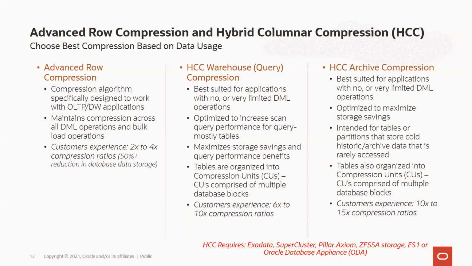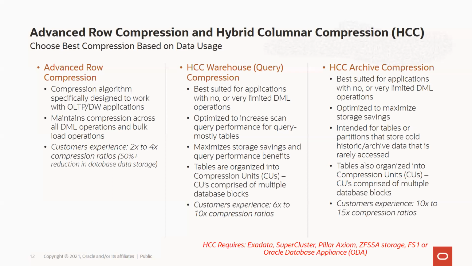And there are two levels of Hybrid Columnar. There's the query or warehouse level, which is used for data that's being used for reporting purposes. And there's Hybrid Columnar archive level, which is used for colder data, historic data which isn't changing very frequently. And you can pick and choose which one you want to use there. And as I mentioned earlier, the compression ratio will be between 6 and 15x, depending on which level of Hybrid Columnar you choose.